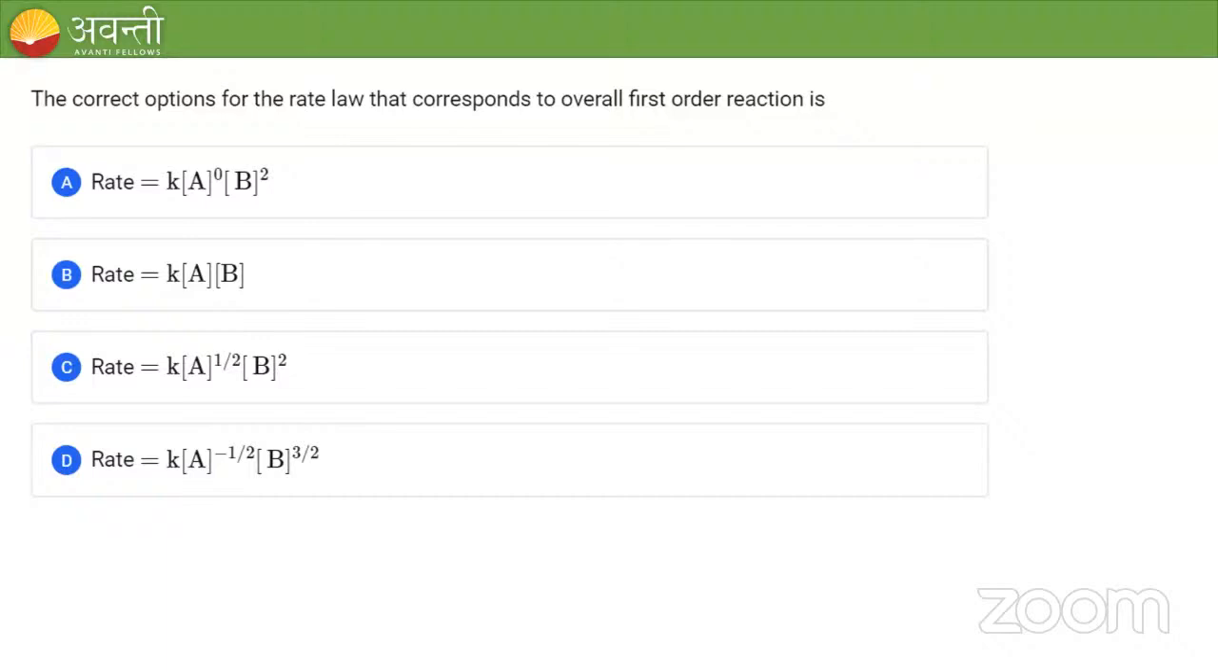So, how to find out the order of a reaction? The sum of the powers, right? So, for option A, if you sum up the powers, what will you get? We have 0 and 2. So, the total order of the reaction is 2 for option A.